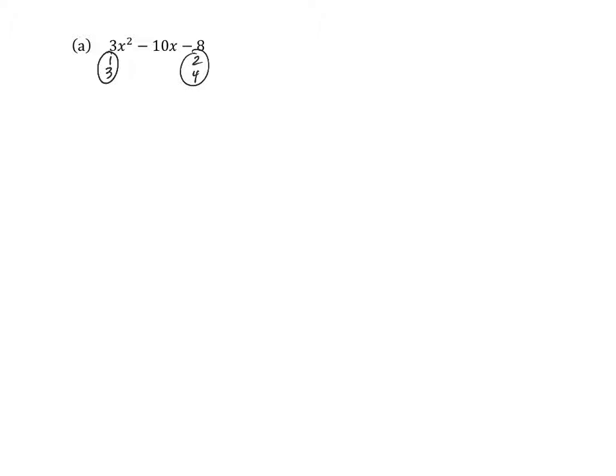Okay, let's see. We need some combination of products that's going to add up to negative 10. And if I had a negative 12 and a positive 2, that adds up to negative 10. So that's the combination of products that I want. Now, these numbers go in the front of our parentheses because those are the factors of the first term.